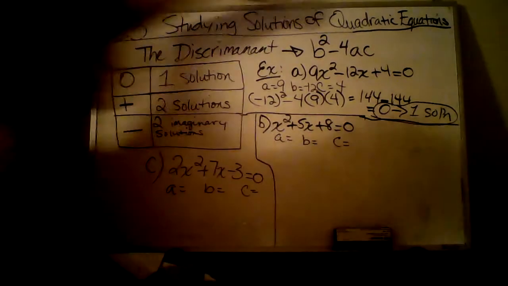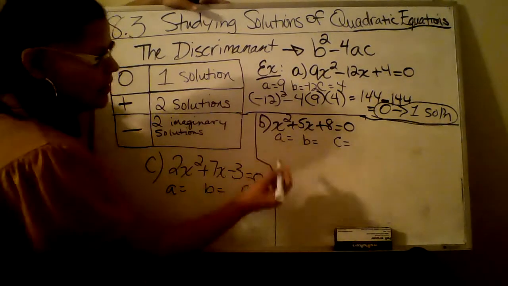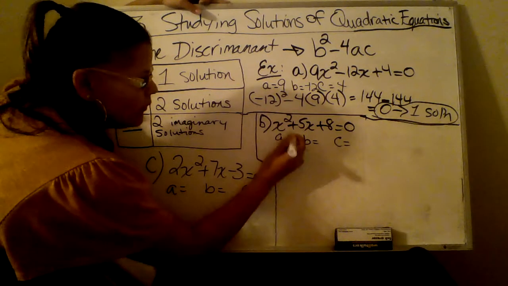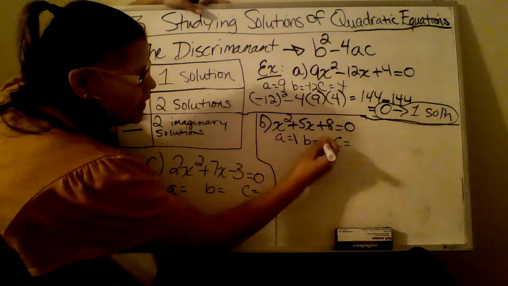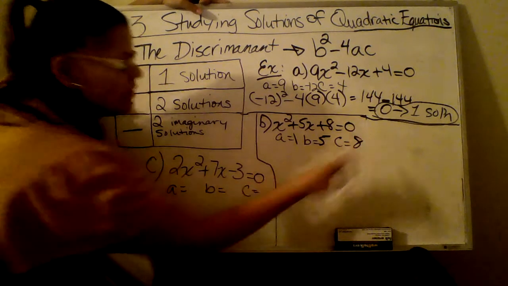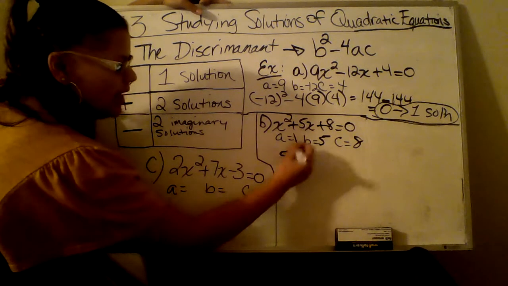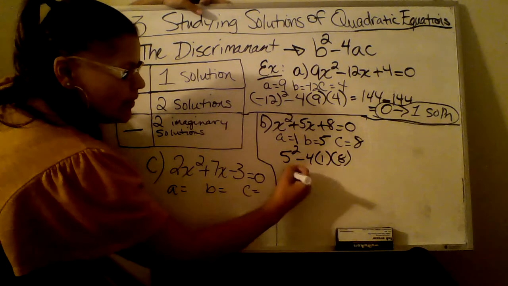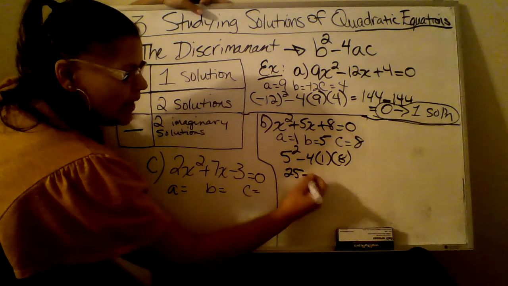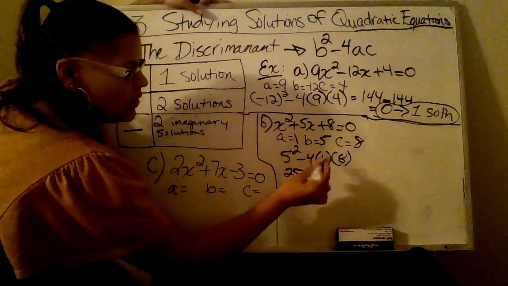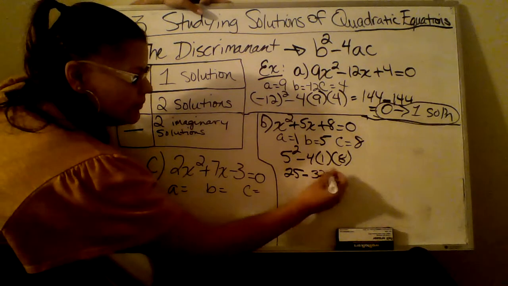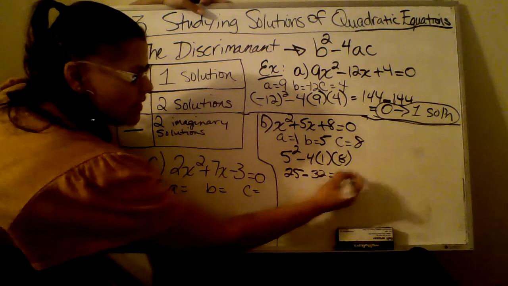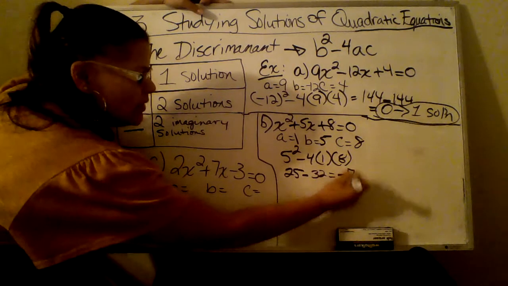Now for part B, we have A, B, and C for x squared plus 5x plus 8. So our x squared has no number in front of it, but that is 1. And then B is 5, and then C is 8. So let's substitute. b squared, 5 squared, minus 4 times 1 times 8. That is 25 minus 4 times 1 is 4, times 8, that's 32. Now, 25 to 32, that's 5, 6, 7. So it's going to be negative 7.